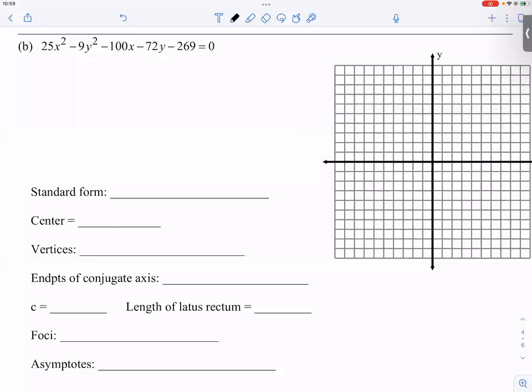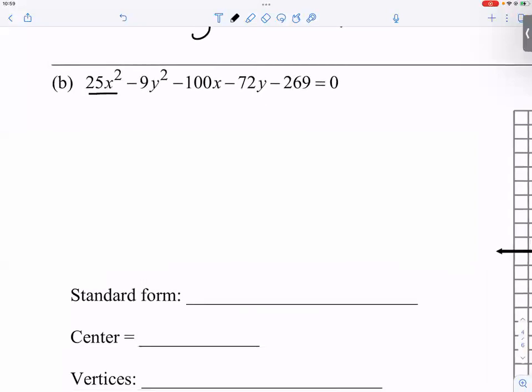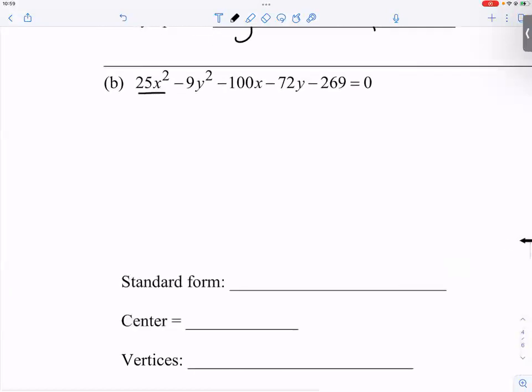So for the second one, you can see the x squared, it's the positive one. That means it is a horizontal hyperbola. Okay. So then you have 25x squared minus 100x minus 9y squared minus 72y.